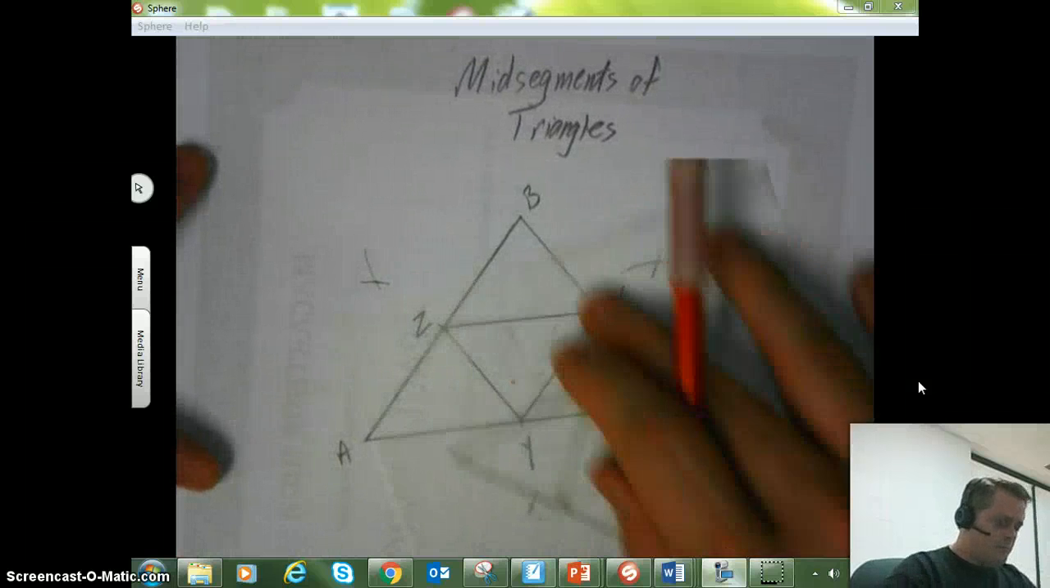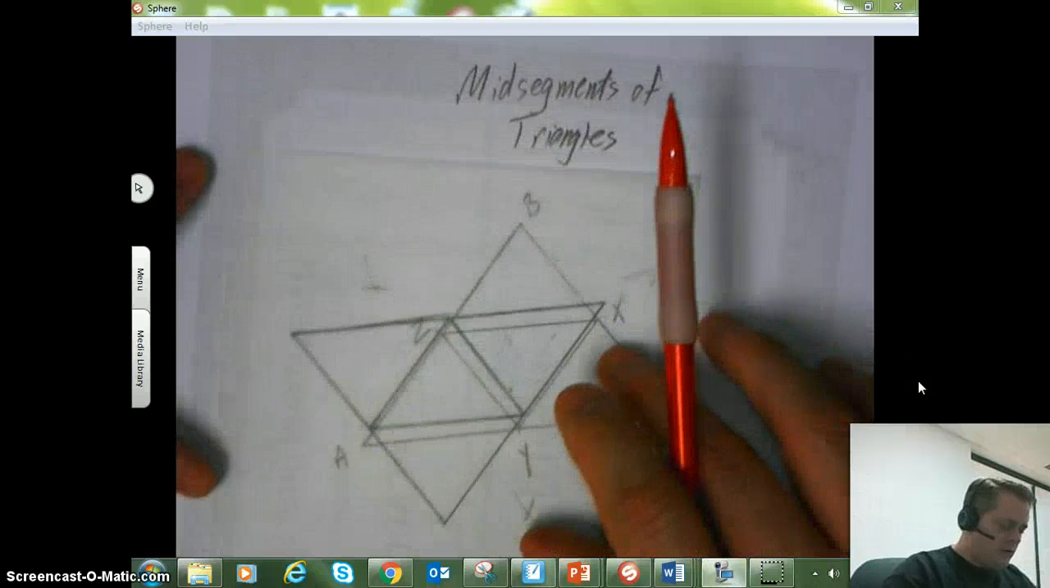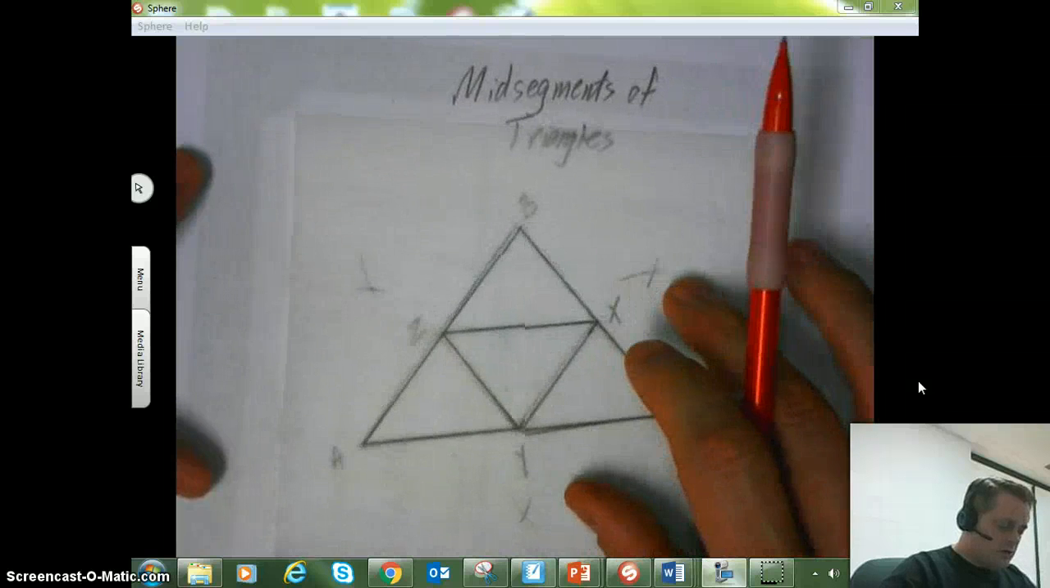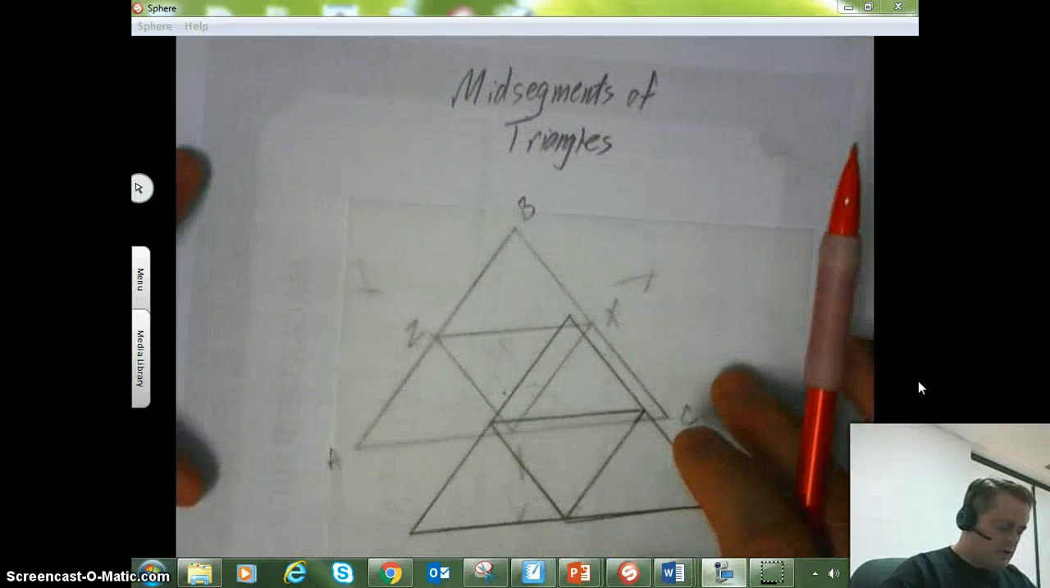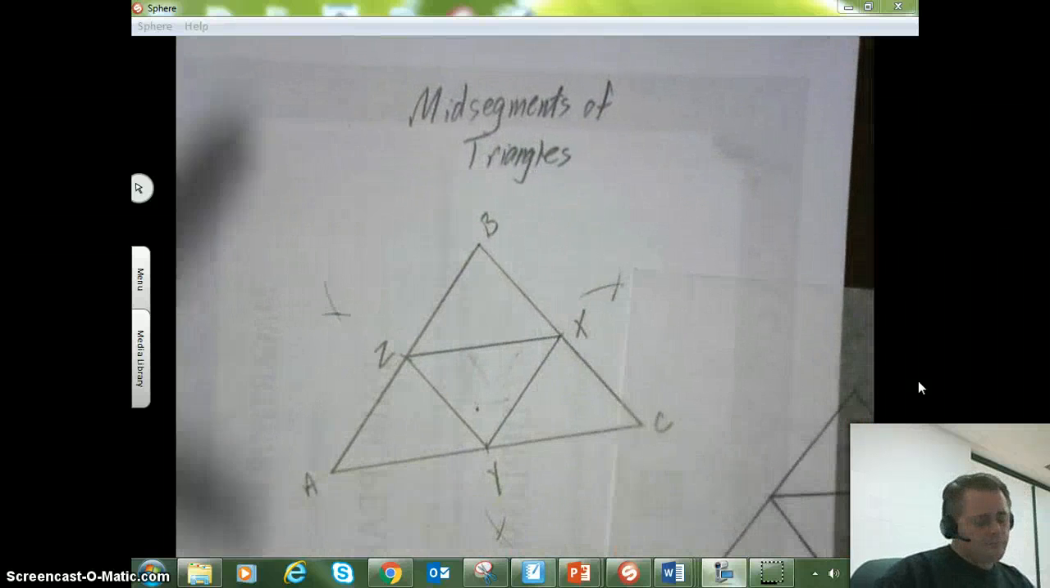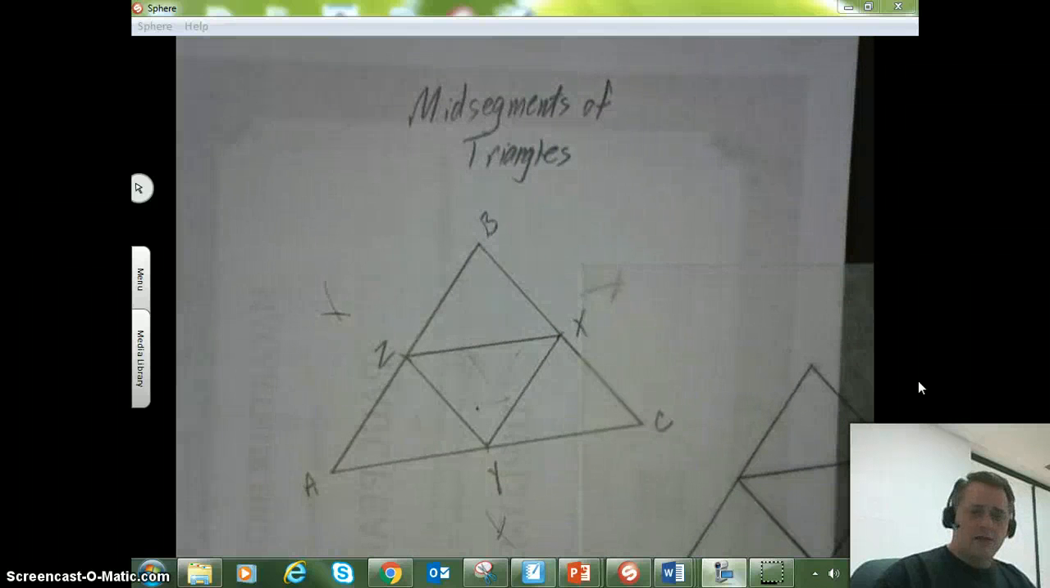Well, looking at the patty paper, we can very quickly determine that all of the triangles inside are congruent to each other. So anyway, that's pretty much all we need to talk about right now for midsegments of triangles. Midsegments will be something that comes back later on when we talk about trapezoids. But for now, that's the important information that we need to know about midsegments of triangles.